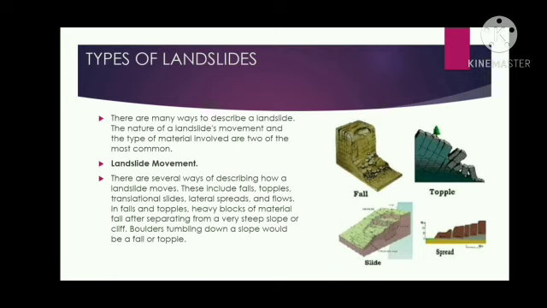There are many ways to describe a landslide. The nature of landslide movement and the type of material involved are two of the most common. Landslide movement: there are several ways of describing how a landslide moves. This includes falls, topples, translational slides, lateral spreads, and flows. In falls and topples, heavy blocks of material fall after separating from a very steep slope or cliff. Boulders tumbling down a slope would be a fall or topple.